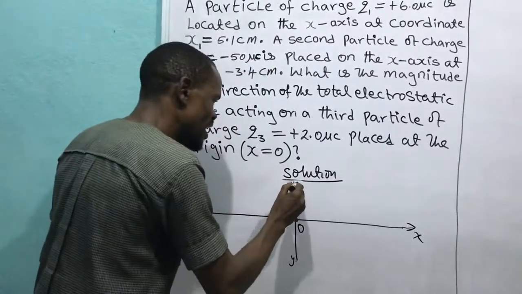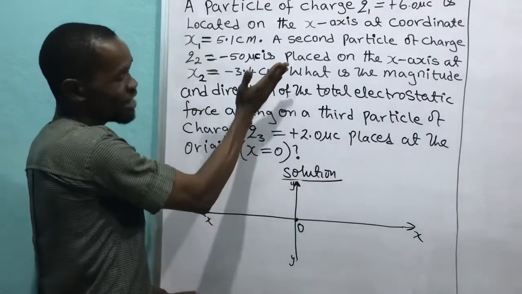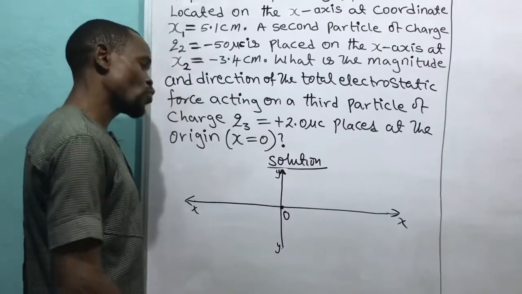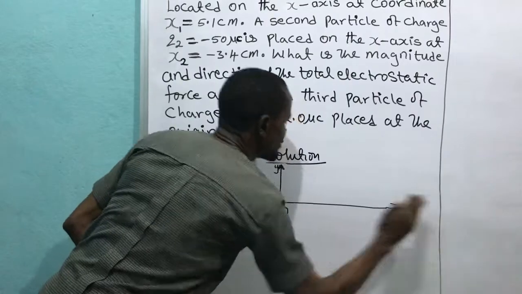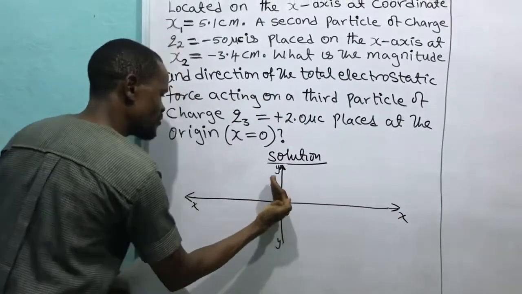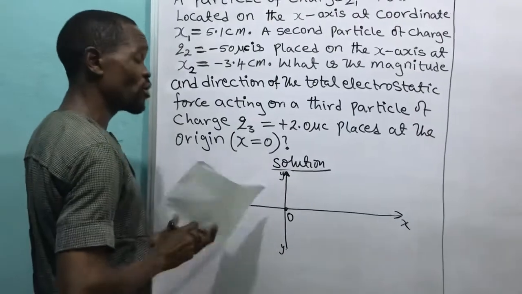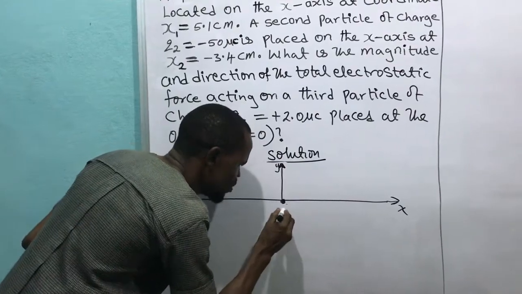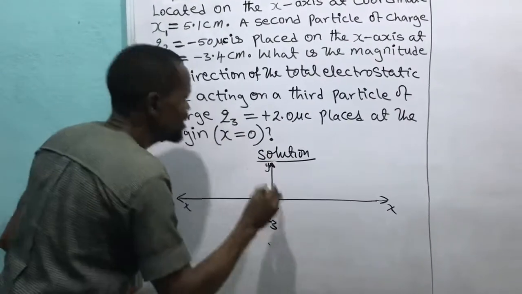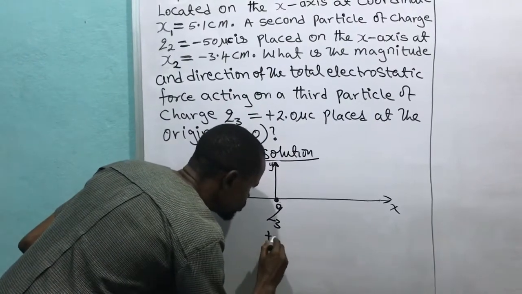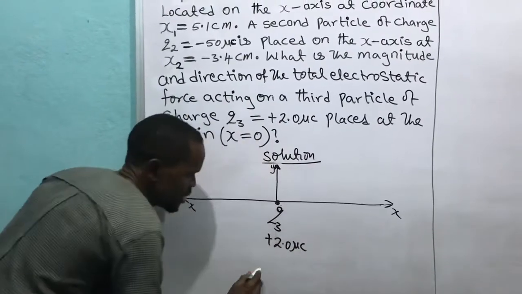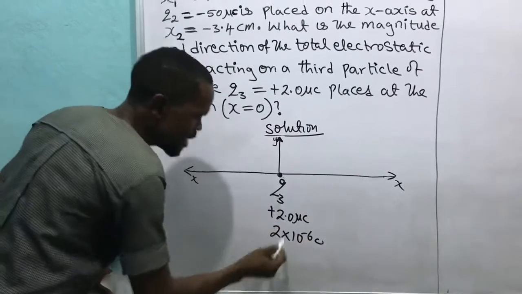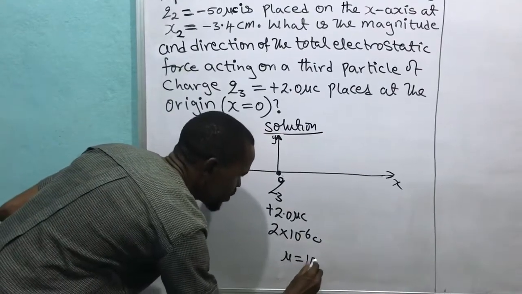I'm repeating again. This side is the positive side of y, and from this origin down here is the negative side of y. From this origin, like this, is the positive side of x, and from this origin, like this, is the negative side of x. Then you remember, Q3 is placed at the origin, meaning this point. We'll have Q3, which is plus 2.0 microcoulomb, which means 2 times 10 raised to power minus 6 coulomb. You remember? Micro stands for 10 raised to power minus 6.